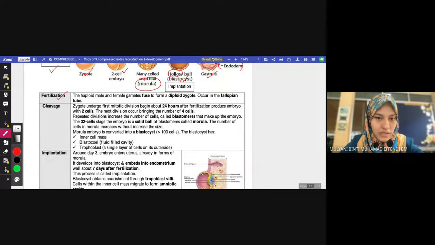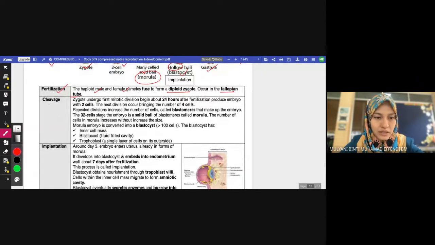Fertilization kita dah tahu tadi. Apa itu? Ialah fusion of the male and female gametes untuk membentuk diplozygote. Okay, berlaku di fallopian tube. Okay, oviduct lah. Okay, lepas dia fertilization, dia undergo cleavage di mana the first meiotic division begin about 24 hours after fertilization.